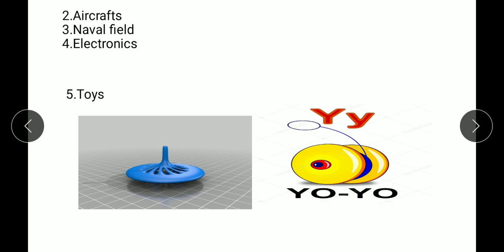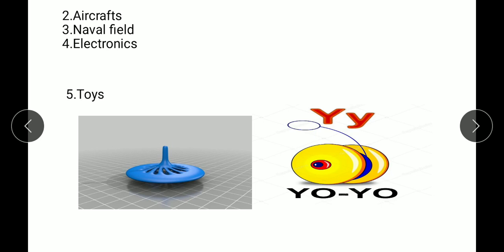Next one is the naval field. Naval field means ships. Generally, where we have to use the gyroscope in ships is in pitching, steering, and rolling. Based on the gyroscope, these three are used: rolling, steering, pitching in ships. We will see it later.